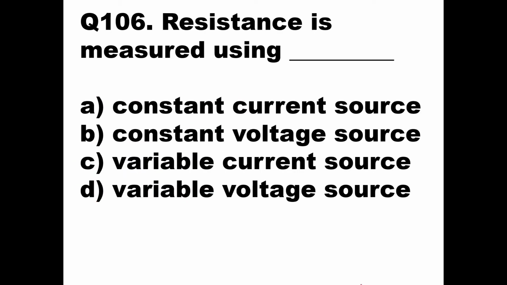Then we'll go to the next question, 106. Resistance is measured using what? Now this we have already seen earlier. It should have a constant current source, because that constant current is passed through a variable unknown resistance, and then the voltage developed across that resistance will decide how much the resistance value is. So a constant current source is the right answer. Resistance is measured using a constant current source. So option A will be the right answer here.